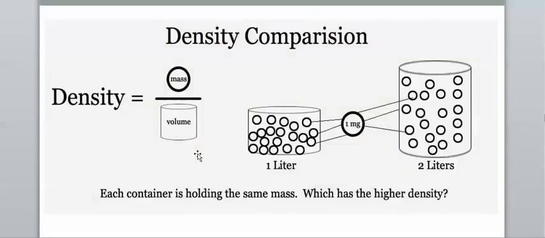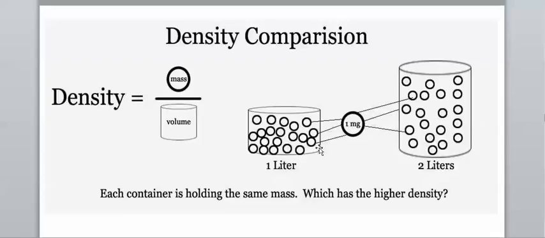When comparing density, or if we look at objects, you could see in this drawing we have on the left a 1 liter container, and each one of these is 20 milligrams, or 1 milligram. We have 20 little circles in each one. So we have 1 liter on the left, 2 liters on the right. Each container is holding the same mass of 20 kilograms. So which one has the higher density?